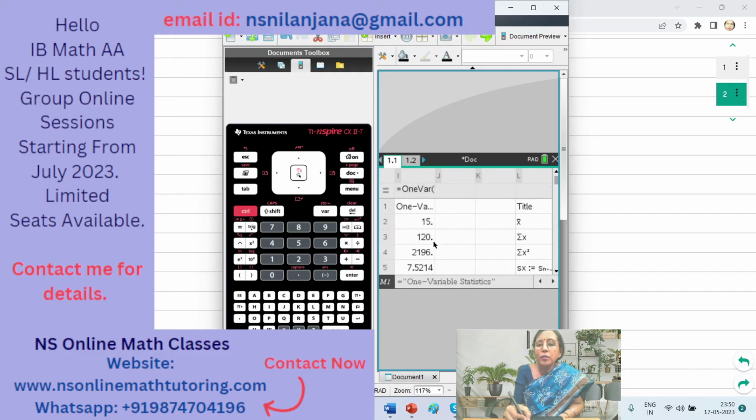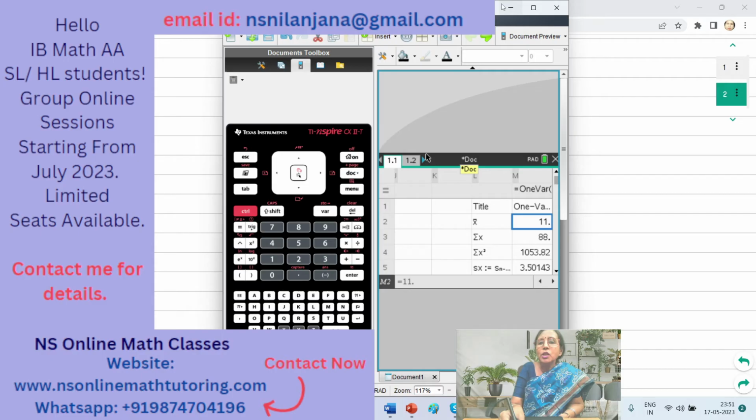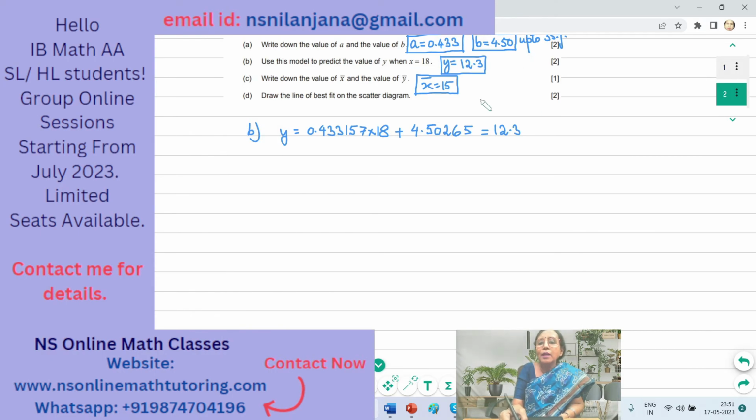Because if you go to the left, you will see this mean, the x mean, it is 15. Now, if you scroll to the right, you get the y mean, it is 11. Okay, this is the y mean, not the x mean. Do not confuse between these two values. So y mean is equal to 11.